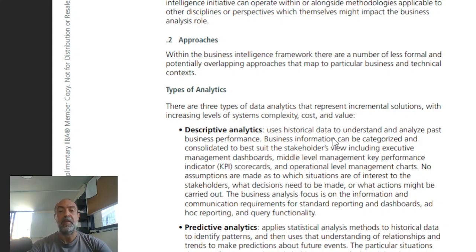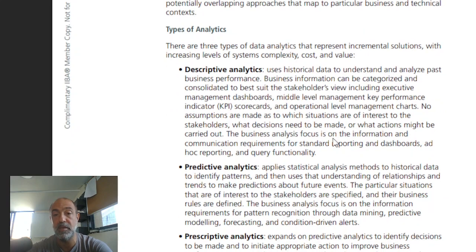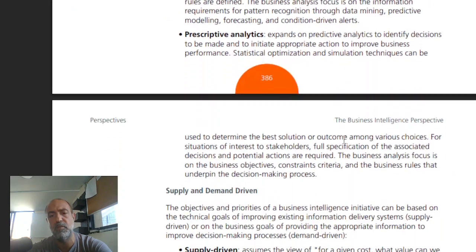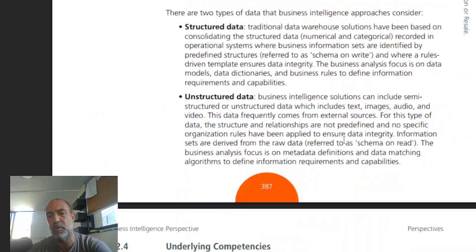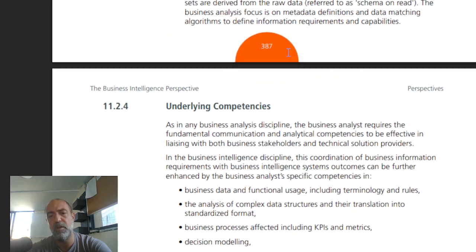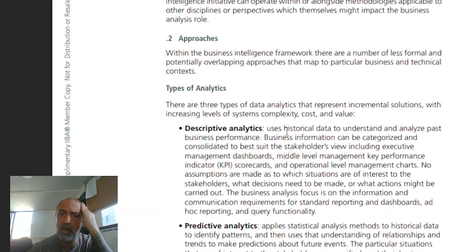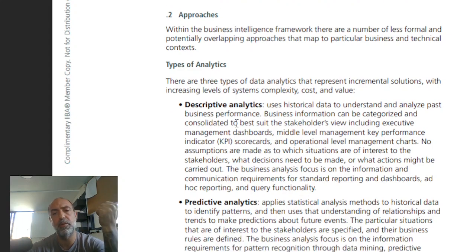Approaches. Within the business intelligence framework, there are a number of less formal and potentially overlapping approaches that map to particular business and technical contexts. Types of analytics, and I feel like types of analytics is one of those approaches. Supply and demand driven approach. There's structured and unstructured data approach. Okay, so hear me out. Here they're talking about how we're either approaching through data analytics.